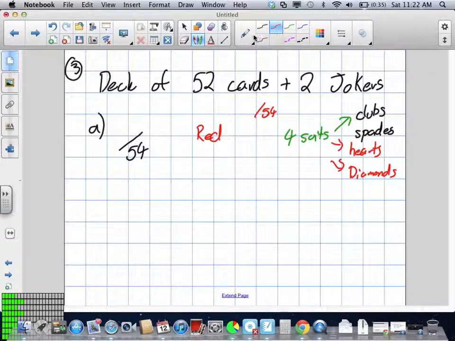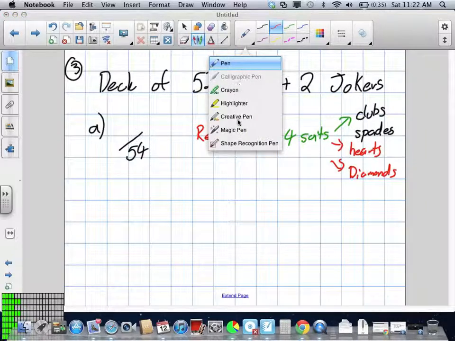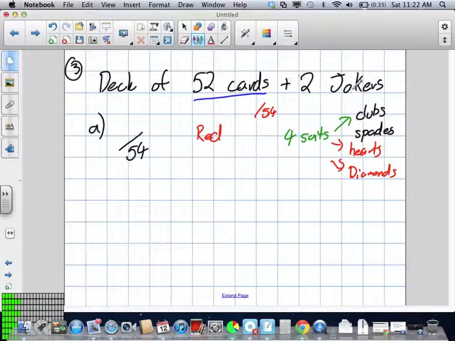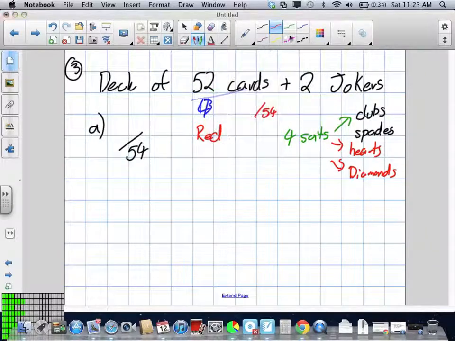Now that's of the original 52, right? The jokers don't count in those. The jokers don't really fall into any of those 4 suits. So you knew that because it's broken into 4, we take that 52 and we divided it by 4, and we found out there are 13 cards that are clubs, 13 that are spades, 13 that are hearts, and 13 that are diamonds.